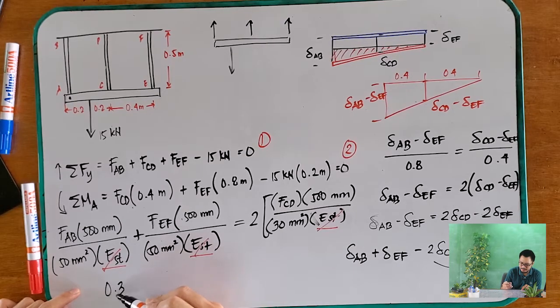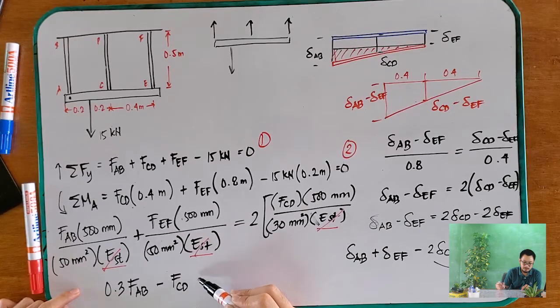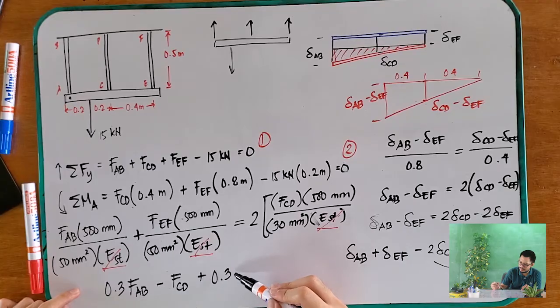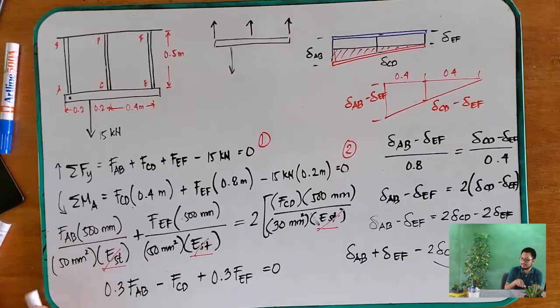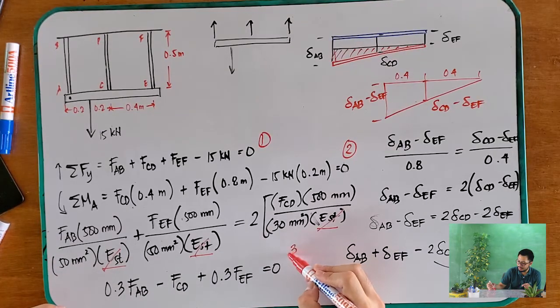Okay? And now, if you are going to simplify this one, you will get that ang simplified ani nga form is 0.3 FAB minus FCD plus 0.3 FEF equal to 0. And this is your third equation.